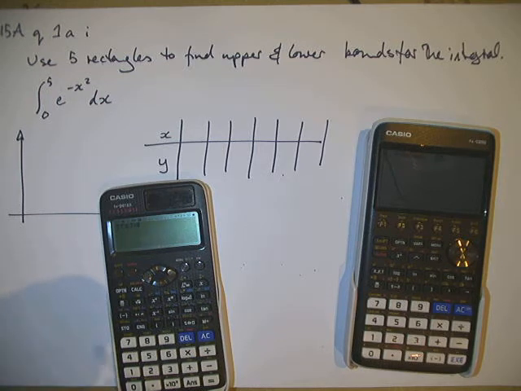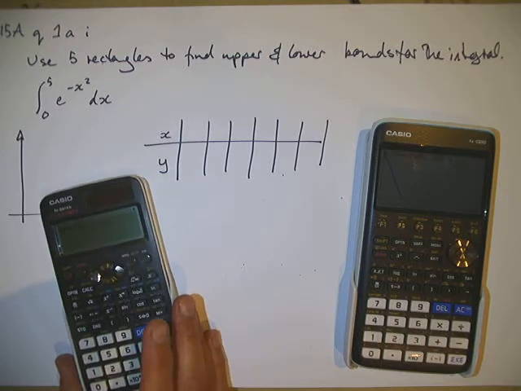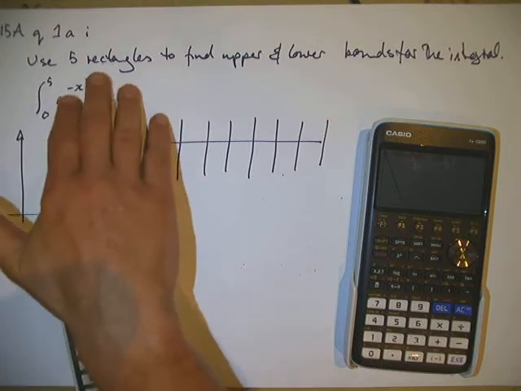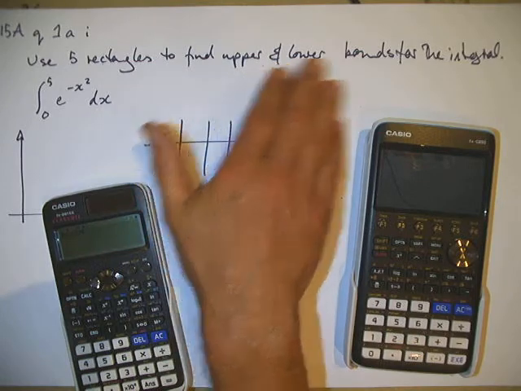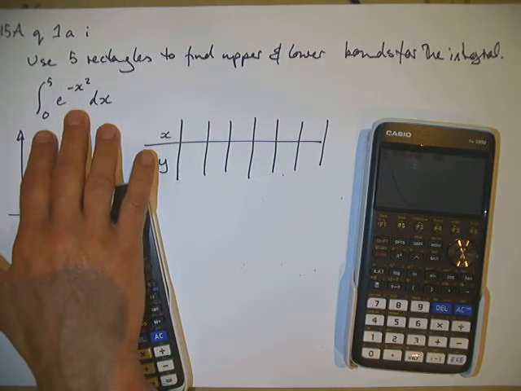Right, year 13s. At least one of you has asked about chapter 15, numerical methods for integration. So let's start with the rectangle method, the slightly simpler way of doing it. 15a, question 1: 5 rectangles, find upper and lower bounds for the integral. I'm going to do this one here, which is 1a1.